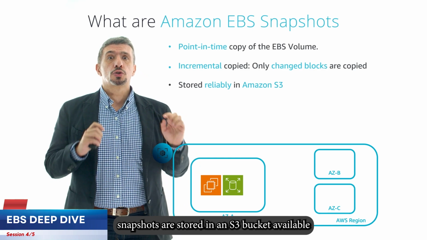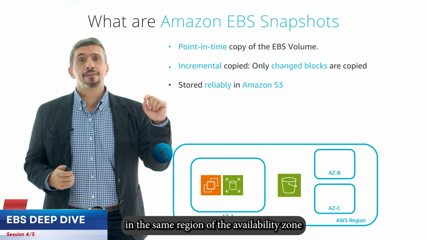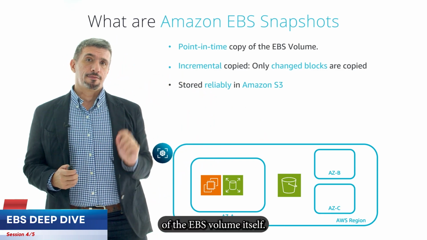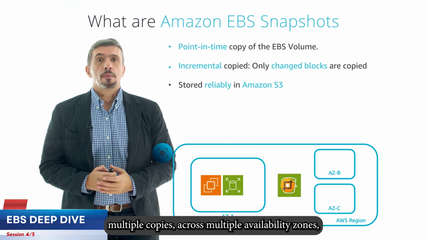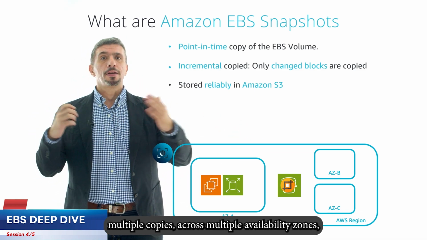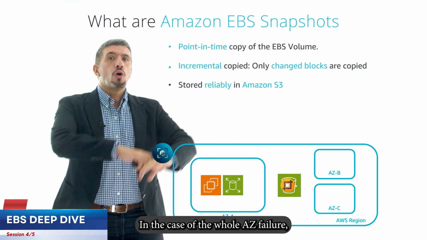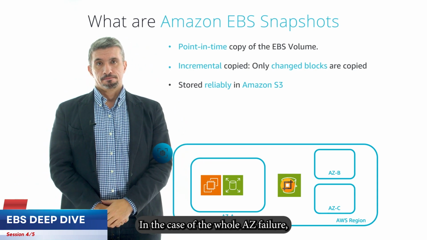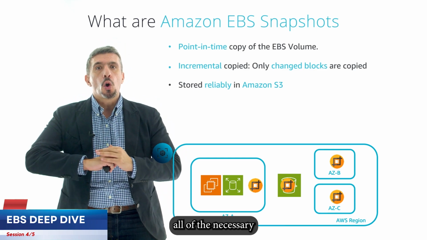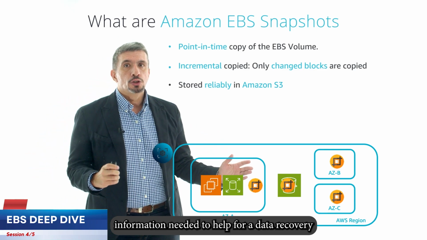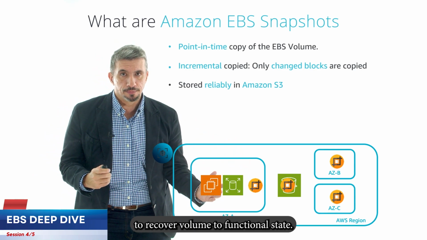These snapshots are stored in an S3 bucket available in the same region as the availability zone of the EBS volume itself. The snapshot is stored reliably across multiple copies, across multiple availability zones, allowing for recovery in the case of a whole AZ failure. The snapshot objects contain all of the necessary information needed to recover a volume to a functional state.